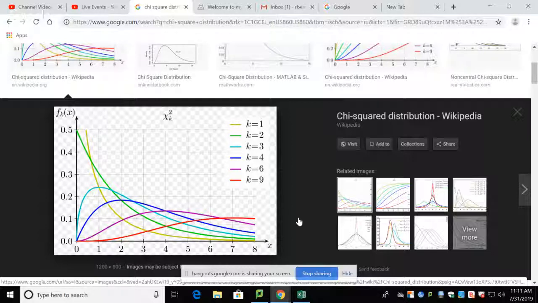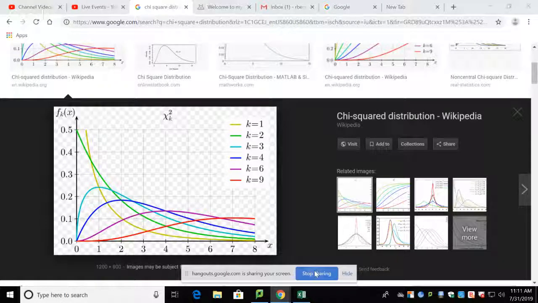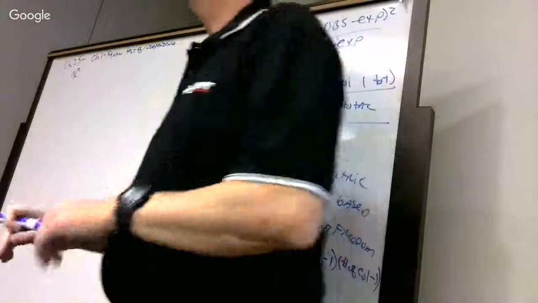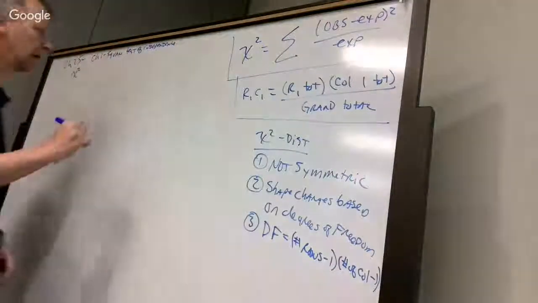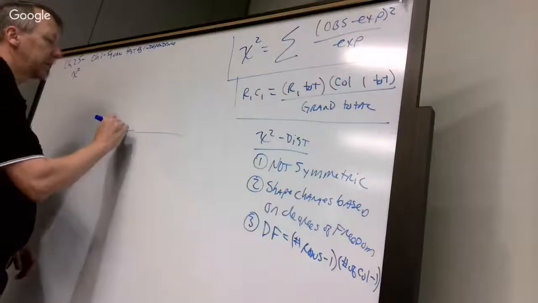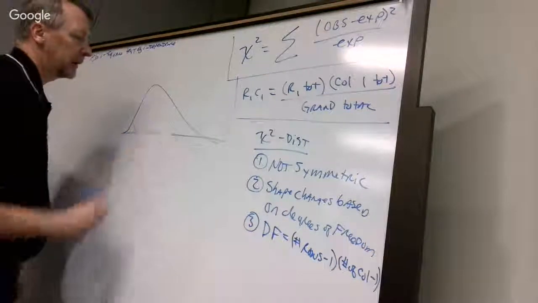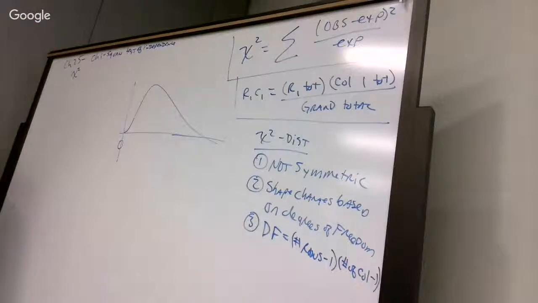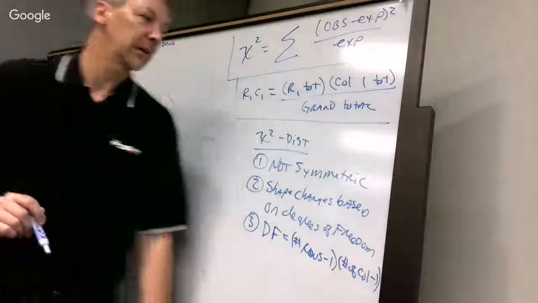So typically, let me stop sharing for a second. Typically, if it's greater than 2, you're going to see a chi-square distribution. It's going to look something like that. This value here is 0. You said if it's blank, you'll see a distribution that looks like that. What was blank? If it's greater than 2. Greater than 2. Yeah.